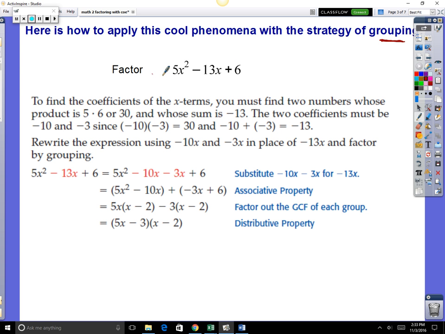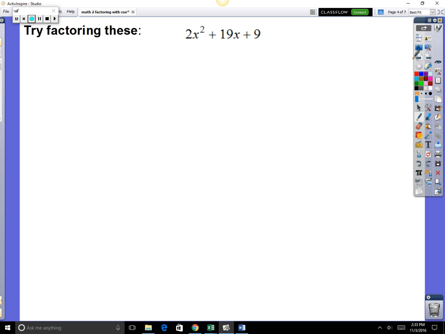Now this is for yourself. Read through it. Here's the product. You've got to factor it. It gives you an explanation of what they did step by step. So I'm going to explain it on this next one. Here we go. You're going to try and factor this.